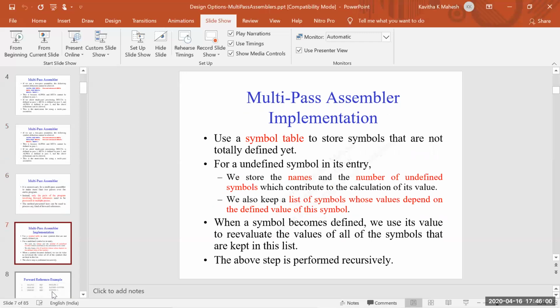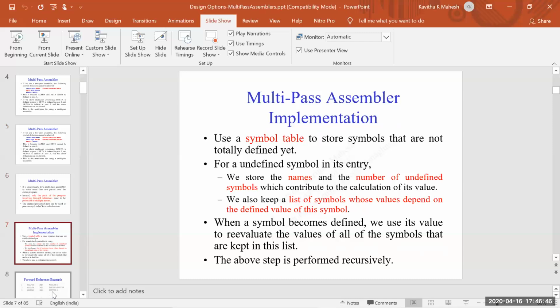Now, to implement a multi-pass assembler, we use a data structure, namely the symbol table. As you all know, the symbol table is a data structure which is used to save symbols along with their values. So we use the symbol table in the context of a multi-pass assembler to store all symbols which are defined and which are not totally defined. Whenever a symbol is not defined or when its value is not known, for that particular entry, we store the name of the symbol, the number of symbols in the defining expression for that symbol which are undefined.